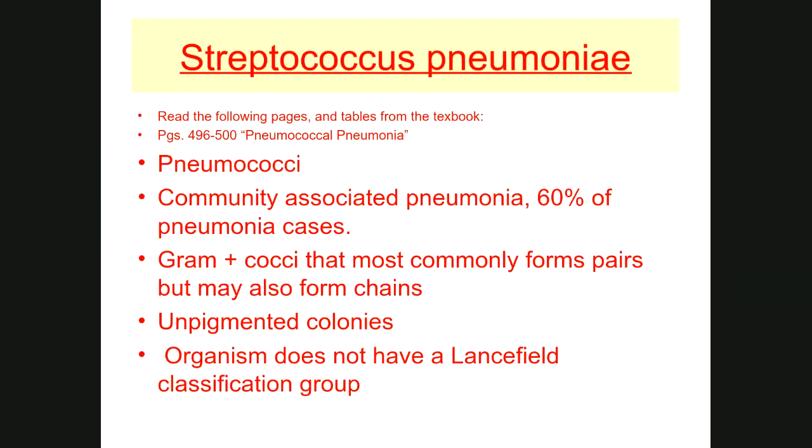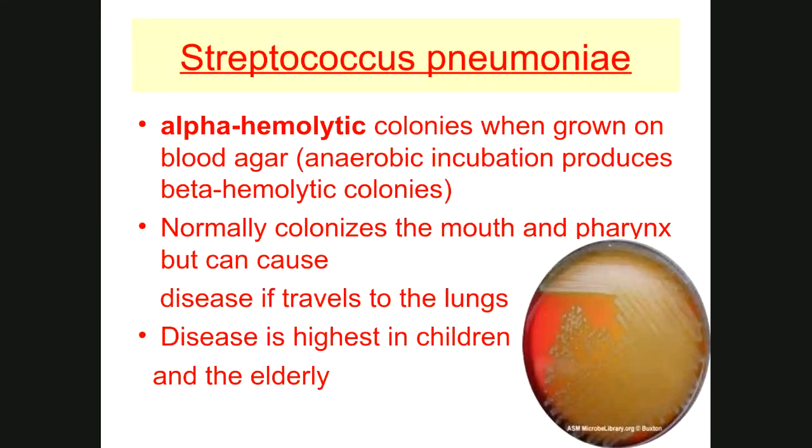It is a streptococcus, so it is a gram-positive cocci, typically found in pairs, sometimes in chains. It doesn't have a Lancefield classification group. Under the microscope and even on a plate, the colonies look very similar to those of group A strep. One of the differences, however, is hemolysis. Streptococcus pneumoniae is alpha hemolytic, whereas group A strep was beta hemolytic. So that is one of the important differences between those two organisms when it comes to identification.